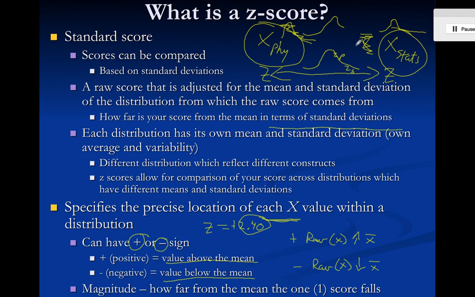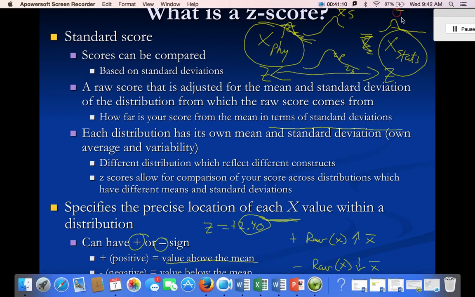So I need a z-score for physics, I need a z-score for stats, because I need to compare them on this same distribution. Now, that value that I calculate is going to tell me, again, distance from the mean in terms of standard deviations. So how far my physics score is from the mean from its own distribution in terms of its standard deviation, and how far my statistics score is from the mean of its distribution in terms of standard deviations. Because remember, this distribution here has its own mean and standard deviation.